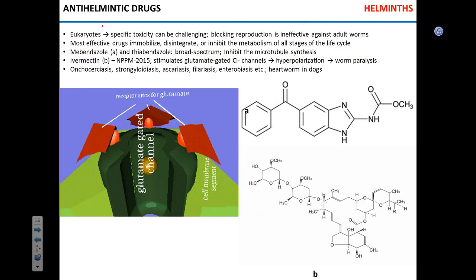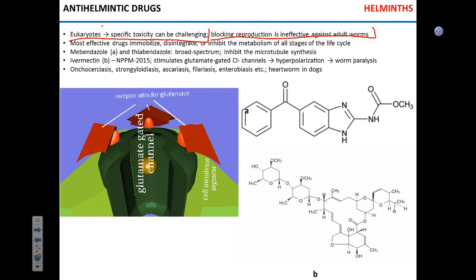Now, antihelminthic drugs. Again, the problem with helminths is that they're not just eukaryotes, they're multicellular eukaryotes. So you've got to find something that would have very specific toxicity without affecting humans. Now, another problem is that worms reproduce slowly. So if you block reproduction of a worm, you can prevent ova from forming. Does that make sense? You're preventing eggs from forming. But an adult worm infection will still be a problem. You see what I'm trying to say?